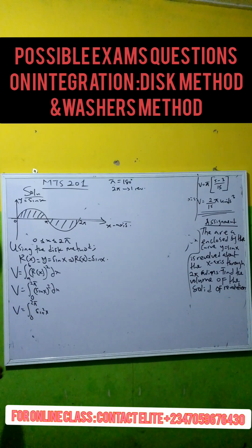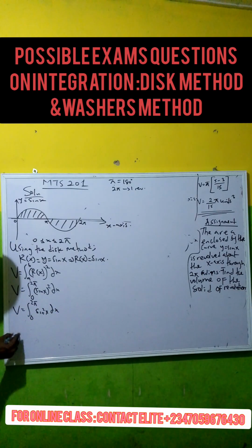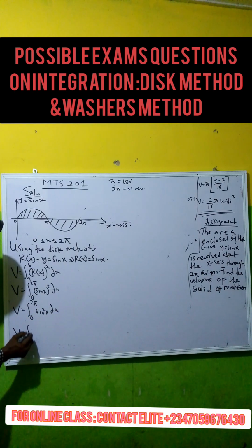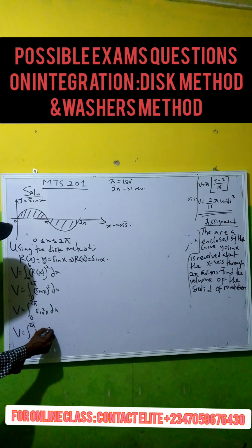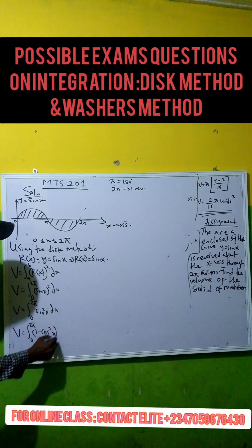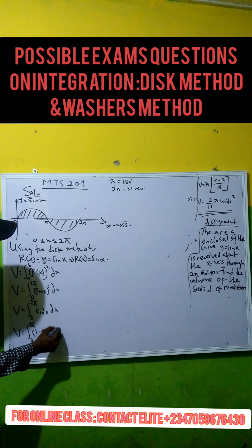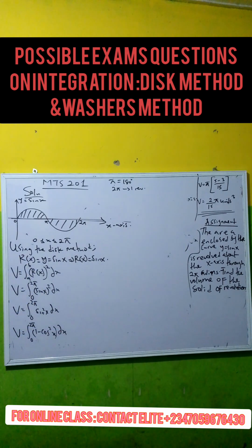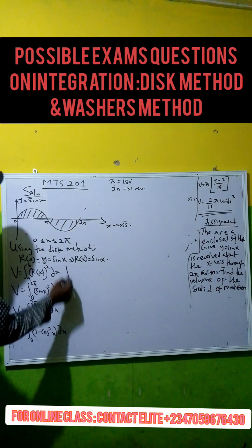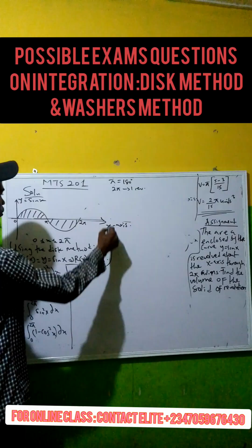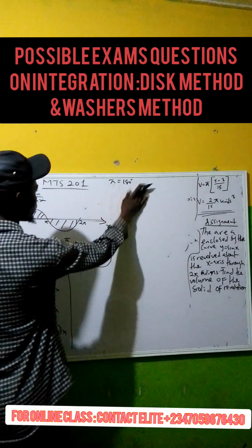Sine square x is the same thing as what? Go back to your trig identity. It's the same as 1 minus cos square x. Do we understand that? Because sin square x plus cos square x equals 1. So when you make sine square x the subject of your formula, you have 1 minus cos square x.